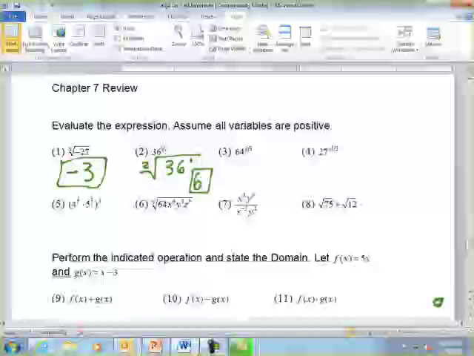So 64 to the 2/3, when we rewrite that, what kind of root will it be? Cubed root of 64 squared. The bottom is the root, the top is the power. So cubed root of 64 squared. What times itself 3 times is 64? 4. And 4 squared is? 16.